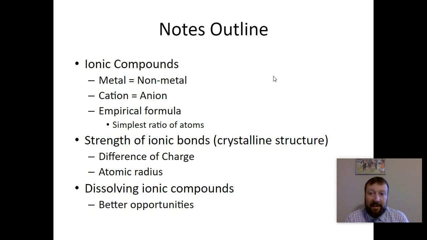Right now, the main things to focus on for ionic compounds are metals and nonmetals, which we looked at on the periodic table, to the right or to the left of that stair-step line. Cations and anions. Cations are always metals, and they always get rid of electrons. Anions always gain electrons. They're always nonmetals. And what you end up forming is called an empirical formula. When you do the crisscross, you have to be able to do that.